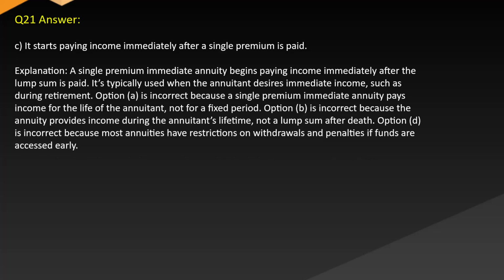Answer C. It starts paying income immediately after a single premium is paid. Explanation: a single premium immediate annuity begins paying income immediately after the lump sum is paid. It's typically used when the annuitant desires immediate income, such as during retirement.